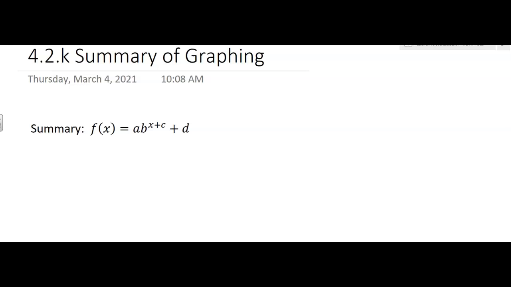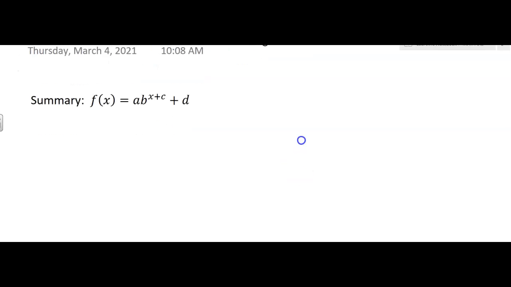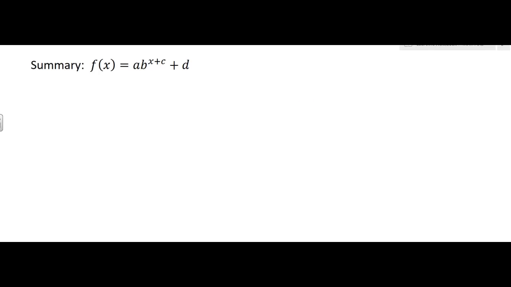Okay, so trying to put this all together now and a little bit of a summary of the graphing. So they give us this form here, f of x equals a b to the power of x plus c. Notice that the c is in the exponent, plus d. Notice that d is not in the exponent. Okay, and this is based on functions where b is greater than 1.